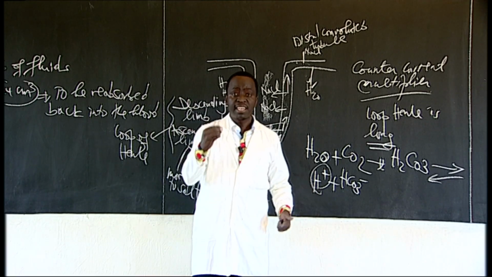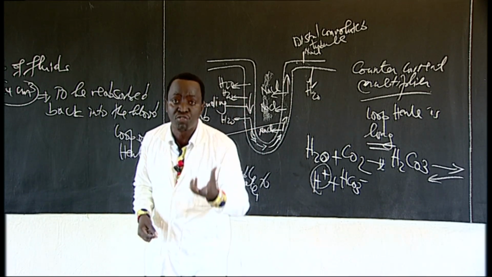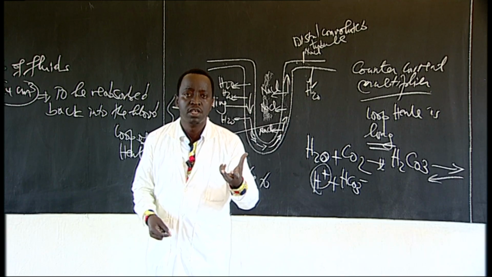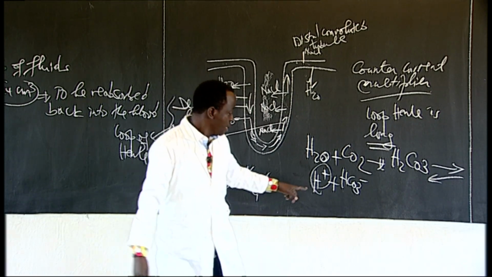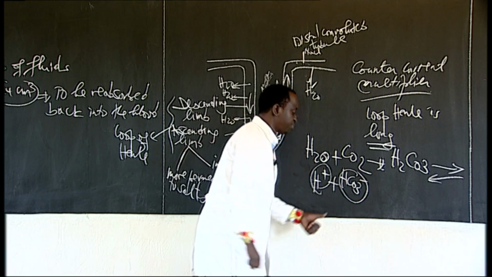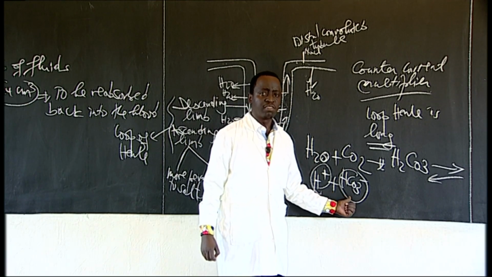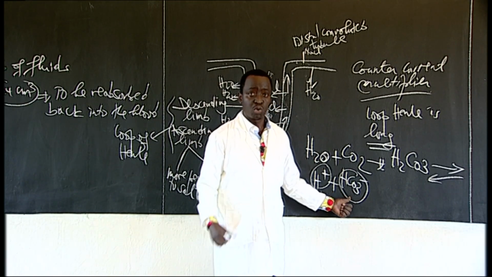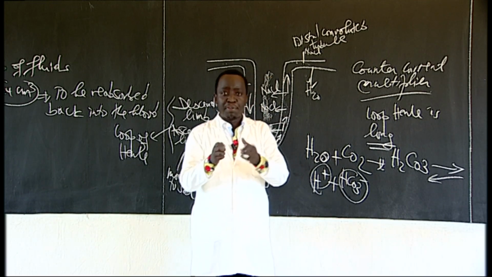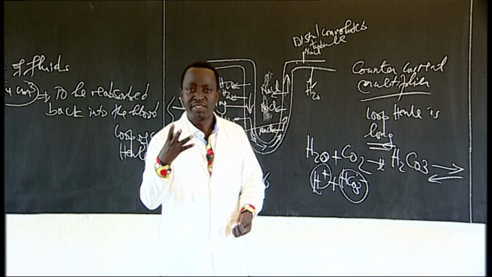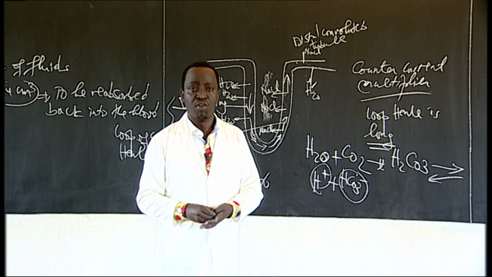Now, those ions are secreted, and they are going to be removed from the body through the urine. The remaining hydrogen carbonate ions go back to the blood plasma. Are you getting this? And this helps to maintain the pH of our body.